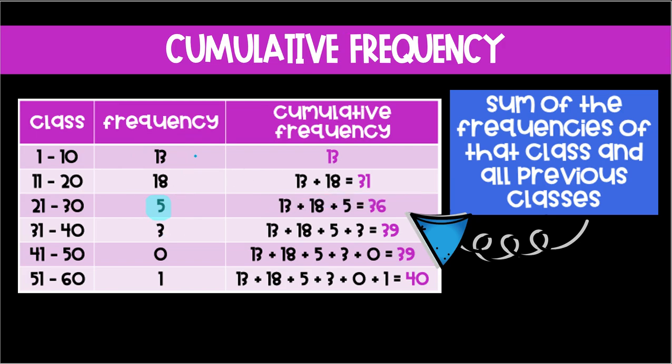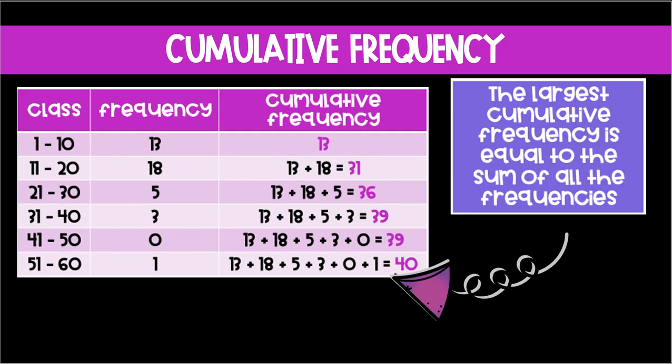And you keep on repeating this step. Then the next class will be 3 plus 13, 18, and 5. That's the cumulative frequency. I keep on adding all of the frequencies up to that class to find it. Notice how the last cumulative frequency, for the last class, should be the total sum of all the frequencies.